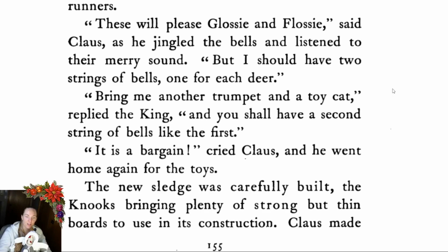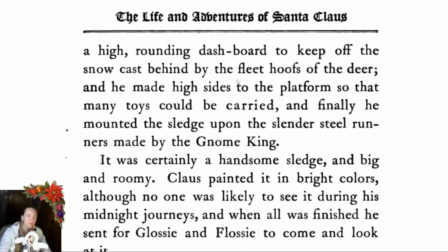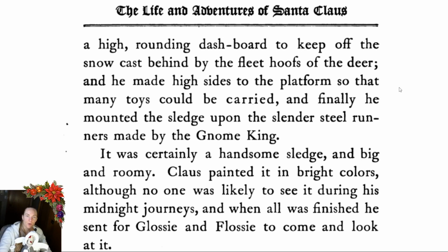The new sledge was carefully built, the Knooks bringing plenty of strong but thin boards to use in its construction. Claus made a high, rounding dashboard to keep off the snow cast behind by the fleet hoofs of the deer, and he made high sides to the platform so that many toys could be carried, and finally he mounted the sledge upon the slender steel runners made by the Gnome King. It was certainly a handsome sledge, and big and roomy. Claus painted it in bright colors, although no one was likely to see it during his midnight journeys, and when all was finished, he sent for Glossie and Flossie to come and look at it.